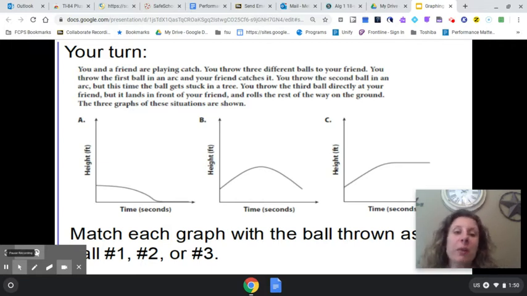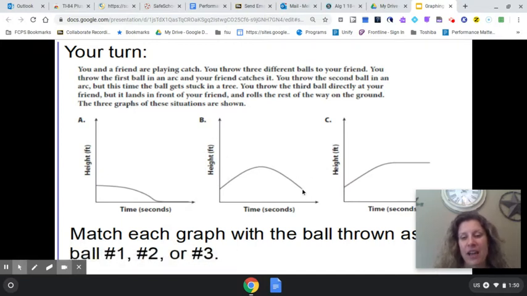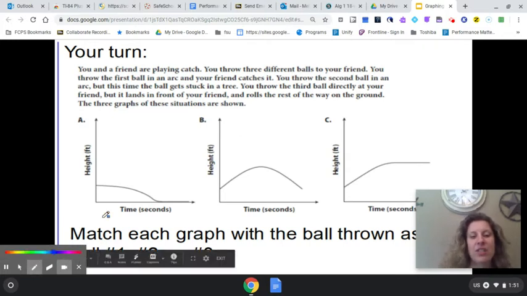You and your friend are playing catch. You throw 3 different balls to your friend. You throw the first ball in an arc and your friend catches it. Okay, so taking a look at our 3 graphs, our friend is not going to be at a height of 0. Here in B, we see that this ball stops at a height that's above the ground. So that could be possible. This one, we do throw the ball, but it doesn't have that arch like it was saying. So I'm going to say graph B best matches ball number 1.